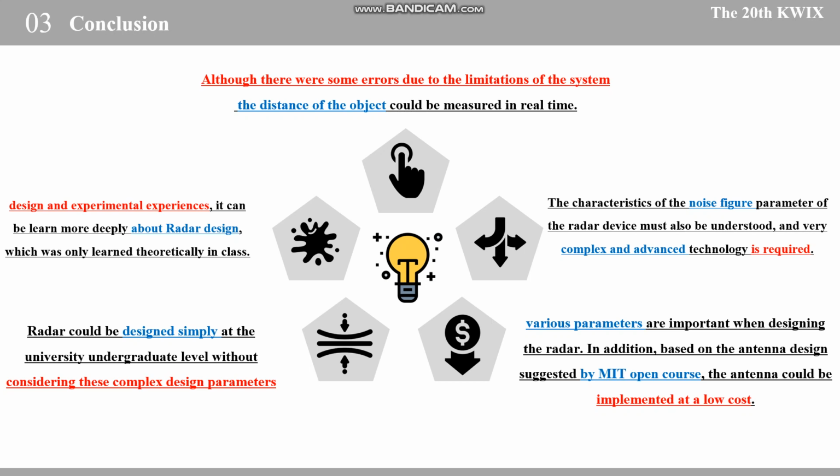In addition, the speed of the object could also be checked in real time for speeds of 13 km/h or less. Based on this design and experimental experience, it was an opportunity to learn more deeply about design, which was only learned theoretically in class. Since various parameters are important when designing radar, there were many things to consider carefully. In addition, based on the antenna design suggested by MIT OpenCourseWare, the antenna could be implemented at a low cost. Thank you.